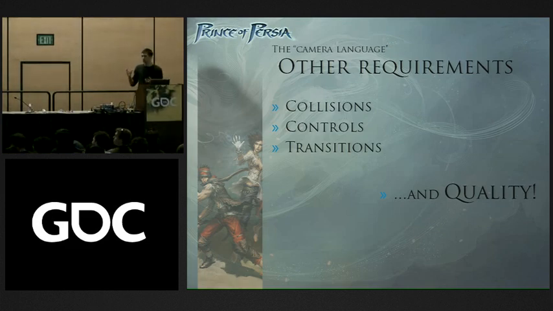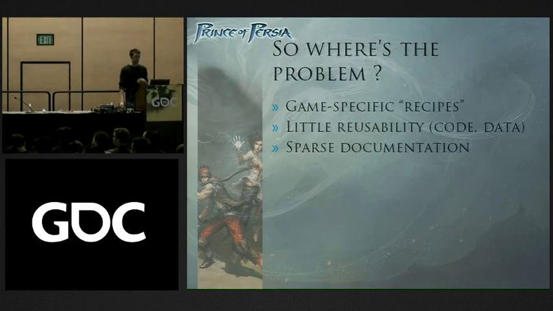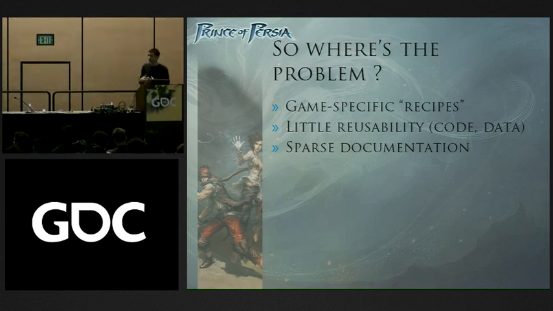And transitions. There's a lot of transition, obviously, in video games. And of course, all of them must have a certain level of quality. So where's the problem? Why can't we all do those features, and why can't we reuse all those features between our games? The thing is, we realize that there are many game-specific recipes.